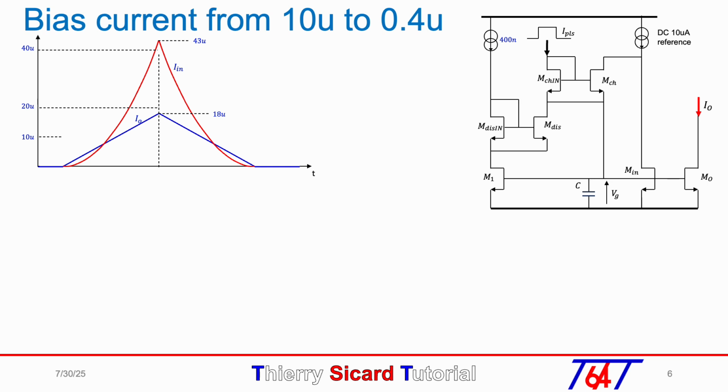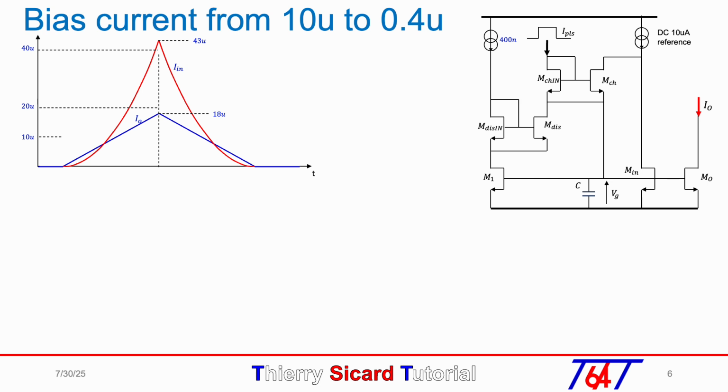We will now examine the circuit diagram for changing the DC bias current from 10 microamp to 400 nanoamp if necessary. M out, M in and M1 have the same area and form a current mirror. M in is biased with a 10 microamp bias current reference.